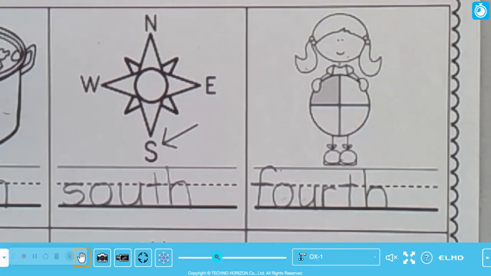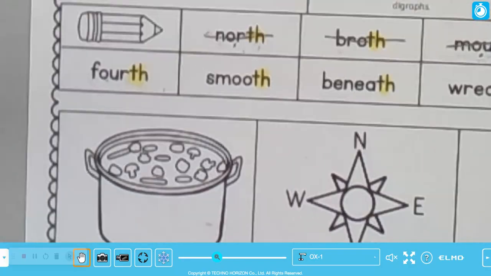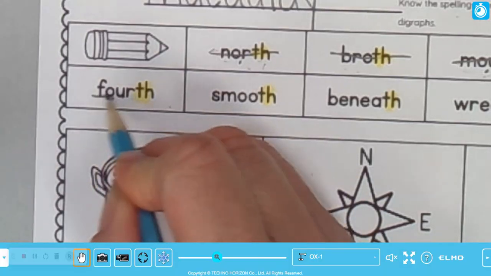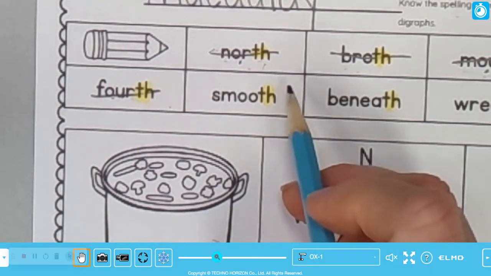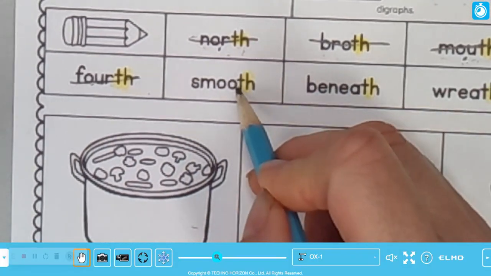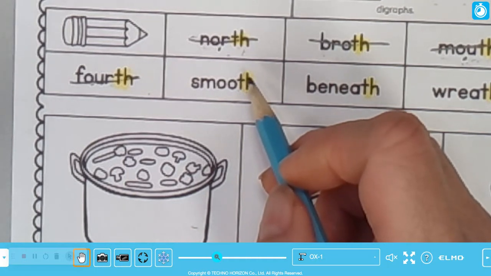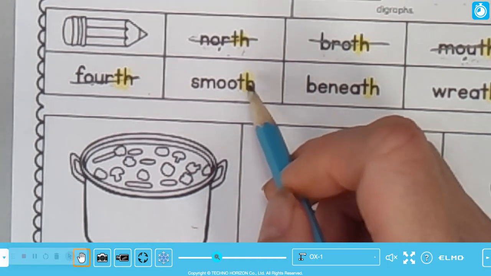Okay, hopefully you finished writing down fourth. If you didn't, please pause the video. This is your chance to pause it right now so you can write it down. If you don't pause, I'm moving on. So here, we're going to cross out fourth, and we're going to go to the next word. Okay. The O makes the OO sound, okay? OO. Here we go. Ready? Begin.